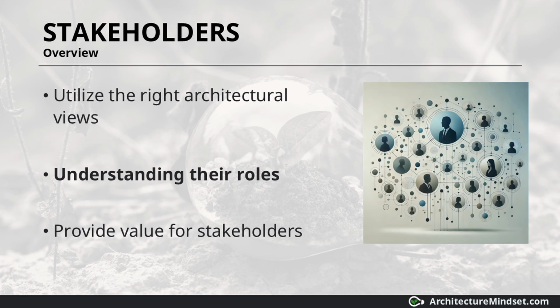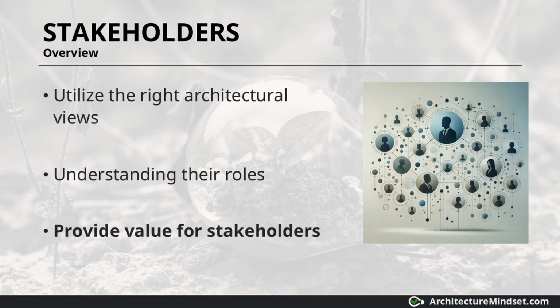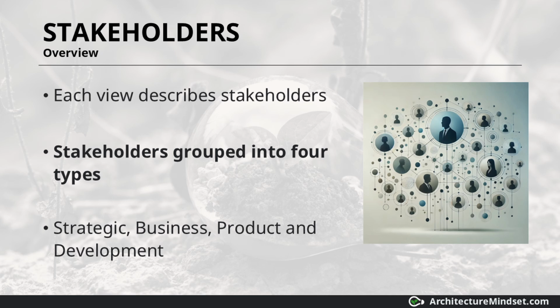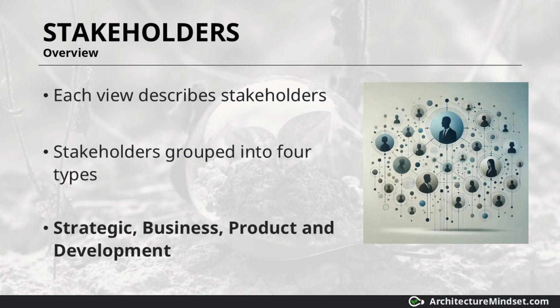The stakeholders often have significant influence over the architecture. This is not unusual since the purpose of the architecture is to provide value for its stakeholders. Each view in the View library contains a section which describes stakeholders and their particular interest in the view. We can't list every stakeholder who might be interested in architectural views, but we group stakeholders into 4 types found in most business scenarios. These are strategic stakeholders, business stakeholders, product stakeholders, and development stakeholders. Let's take a closer look at these stakeholder categories.